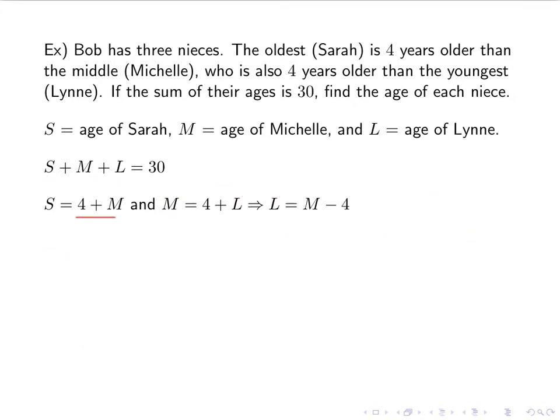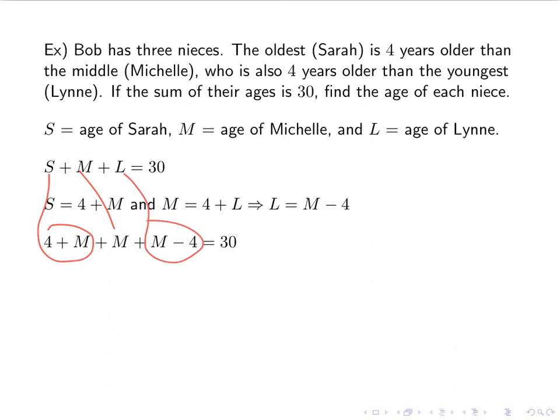Okay, so now both of my equations have M on the right-hand side. So when I plug it in, I have S is 4 plus M, and L is M minus 4. And now I only have one unknown, which is my M. Okay, so again, I'm going to simplify. The 4's end up canceling, and I have 3M equals 30. So M is 10.